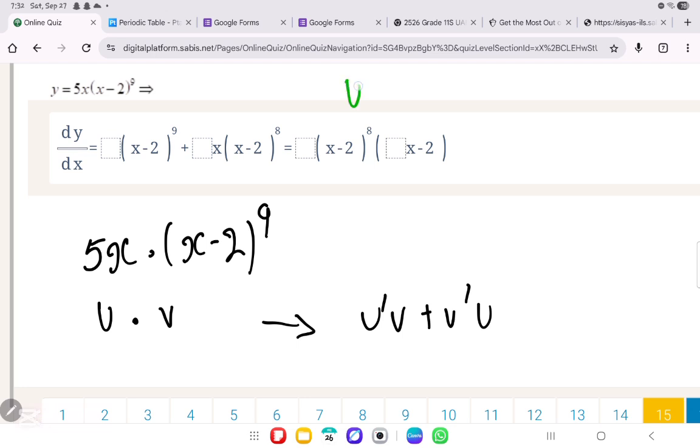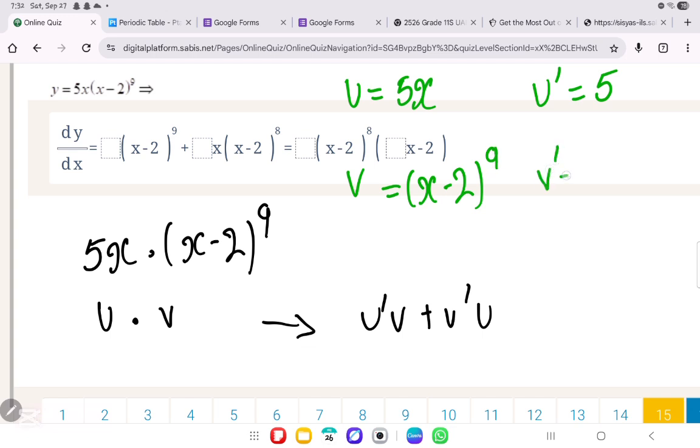First of all, u is given to us as 5x. U prime is going to be 5. V is given to us as (x minus 2) to the power of 9. V prime is going to be 9 times (x minus 2) to the power of 8, and then times the derivative of the inside, which in this scenario is 1.